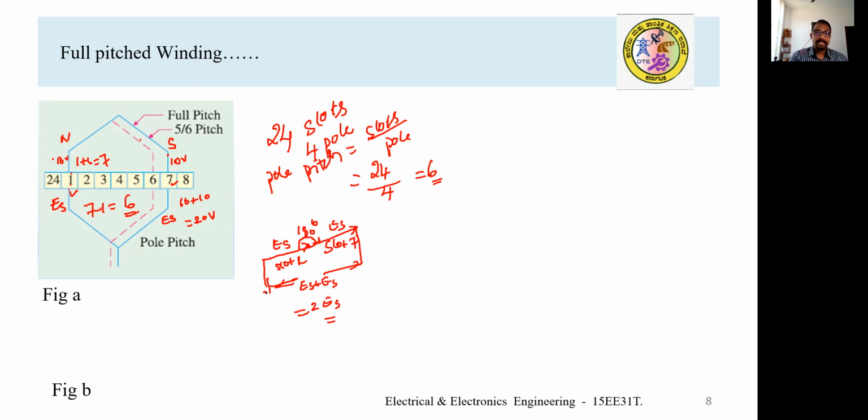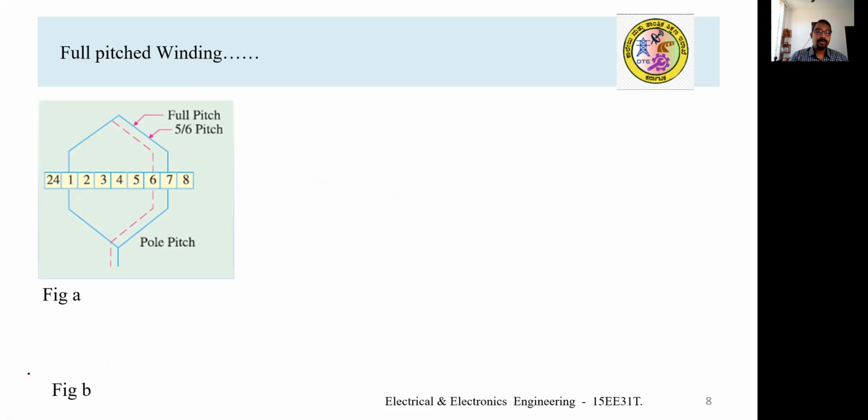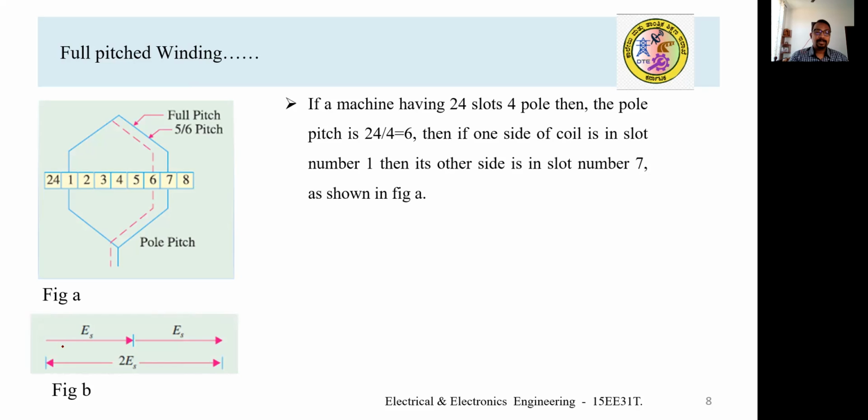What is the net voltage induced in both slots? It is the arithmetic sum of the induced voltages in each slot. This is what we have mentioned over here. Consider this figure B. The EMF induced in slot number 1 is ES.